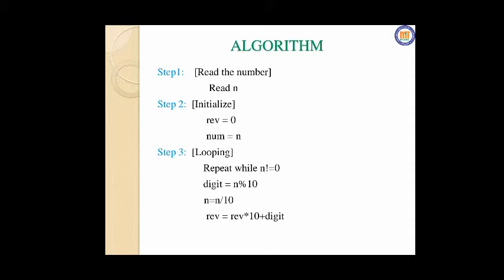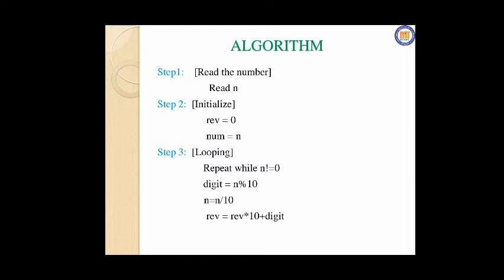The algorithm goes like this. First, get a number from the user, hold the number in a temporary variable, reverse that number, and compare the temporary number with the reverse number. If both numbers are the same, print palindrome number, else print not a palindrome number. That's what is written here.